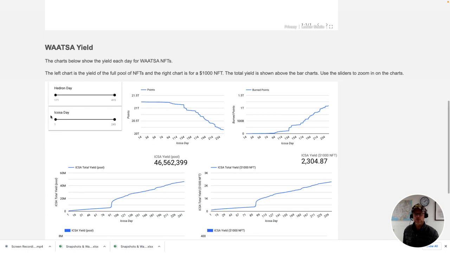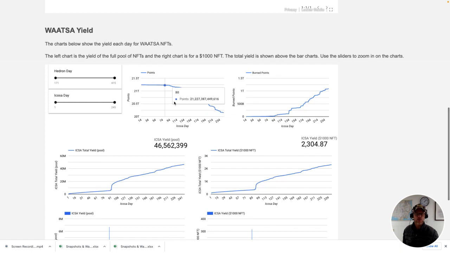And here's the yield. Charts below show the yield each day for the Watsa NFTs. And again, you can select a date range. And you see the number of points. We started out at 21.243 million points. And then we are down now to 20.